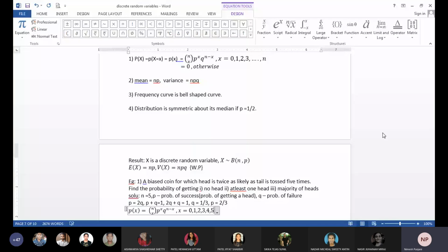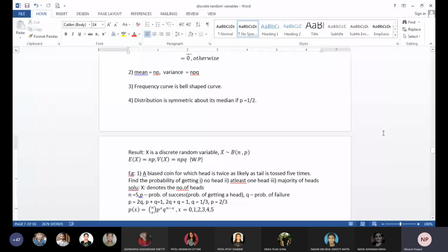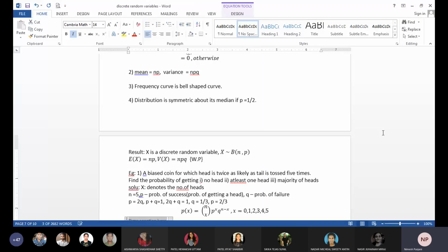Why did we take up to 5 here? Because 5 times the coin is tossed, right? So we will take here X denotes the number of heads. Okay, X denotes the number of heads. So my P of X is NCX P raised to X Q raised to N minus X, when my X is 0 to 5.